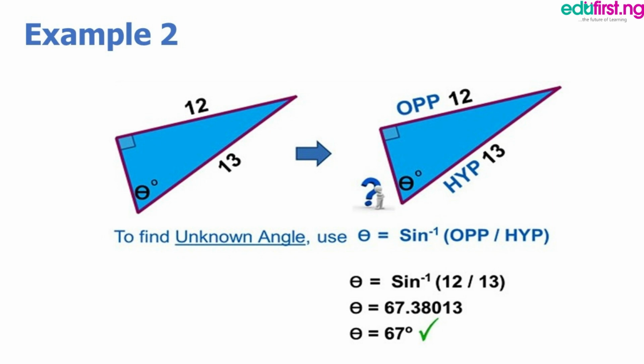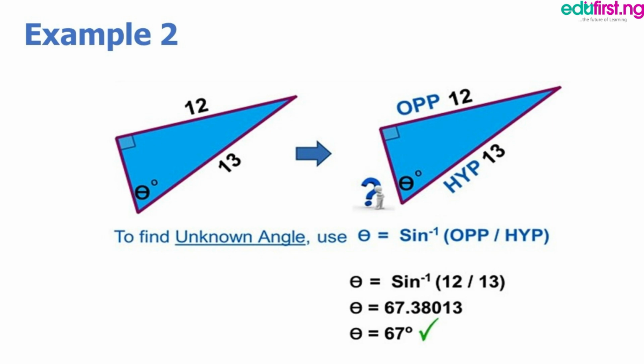But here we want to find the value of theta. So theta will be sine inverse of opposite over hypotenuse. And our opposite is 12 and our hypotenuse is 13. So theta is sine inverse of 12 over 13, which gives us 67.38013, approximately 67 degrees.